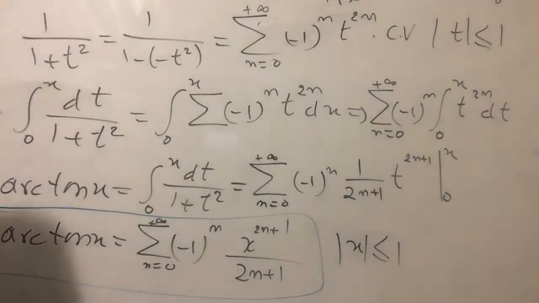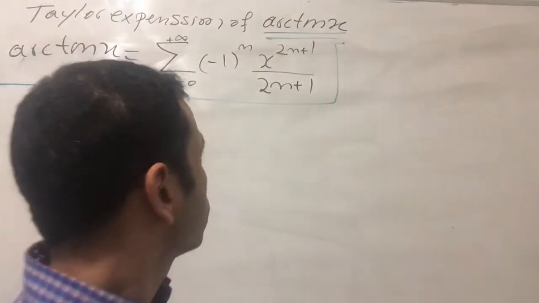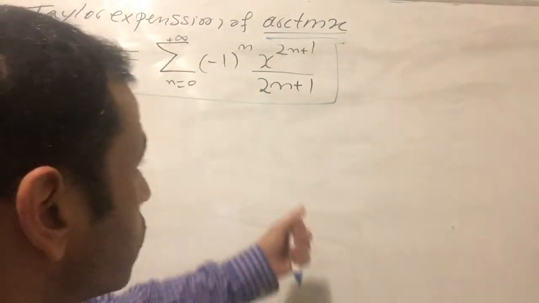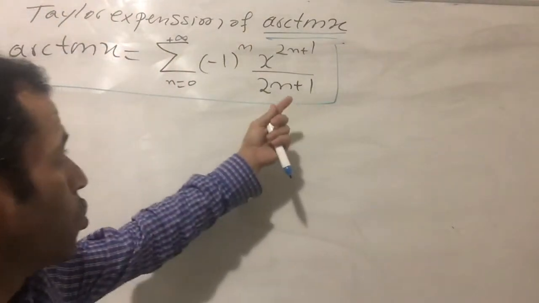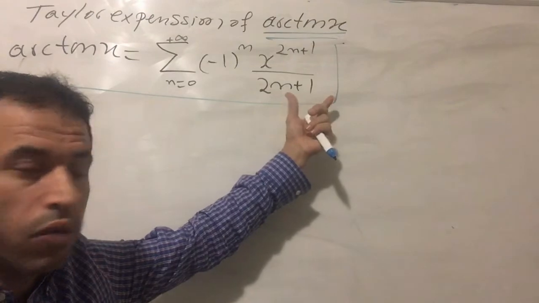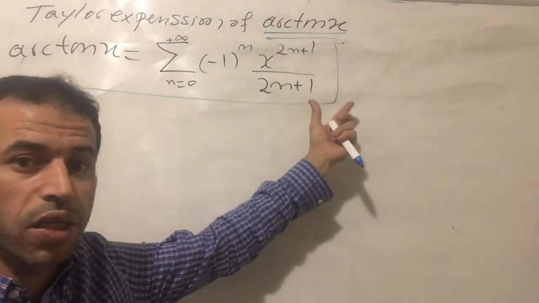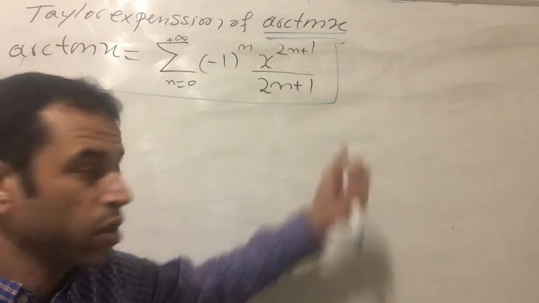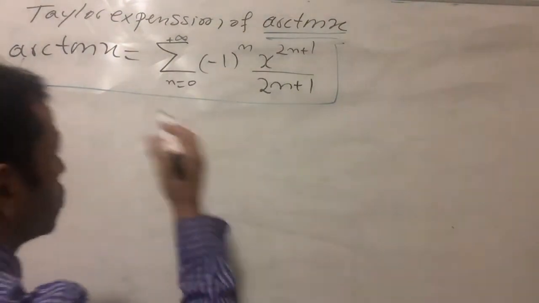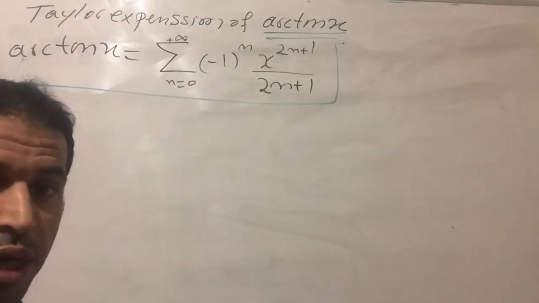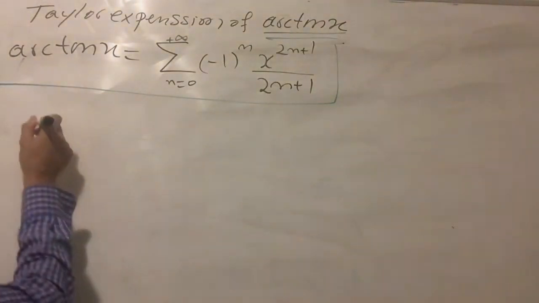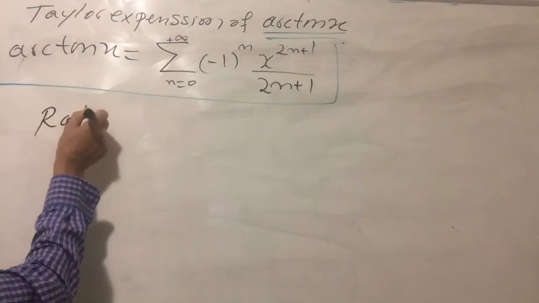Let's do the cases now. I'm going to show that this one is convergent when the absolute value of x is less than or equal to 1. So as you see, I'm going to use the Russian test, the ratio test.